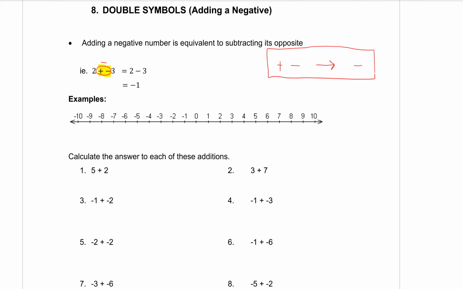Okay, so it's the same as 2 minus 3. I've just changed that plus minus to a minus sign. And 2 minus 3 using our number line is how we get the answer of -1 here.